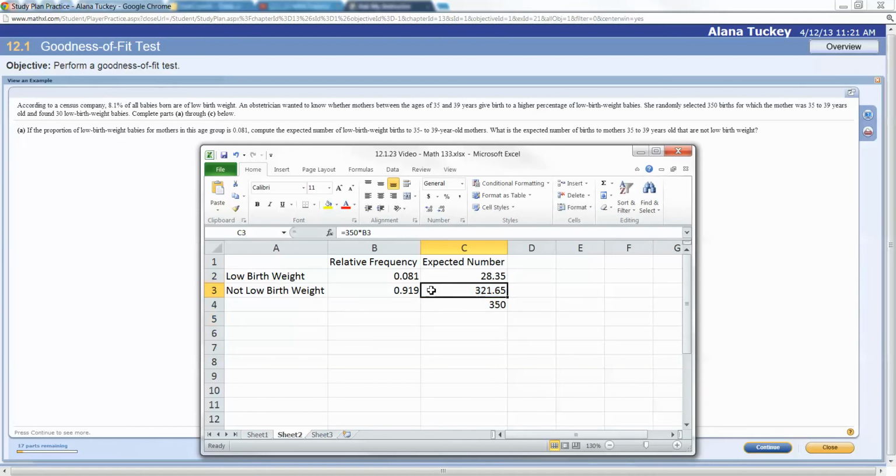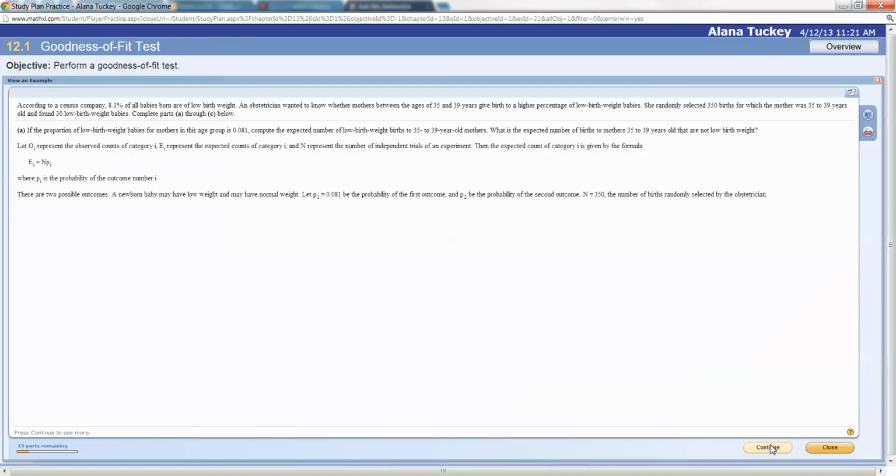So we have 350 births, 321 and a half of them are here, and 28 and some change are there. Let's see if we match up. We said 321 and 28. Let's see if that matches what they said. Yep, 321 and 28. All right, what's the next thing they want?